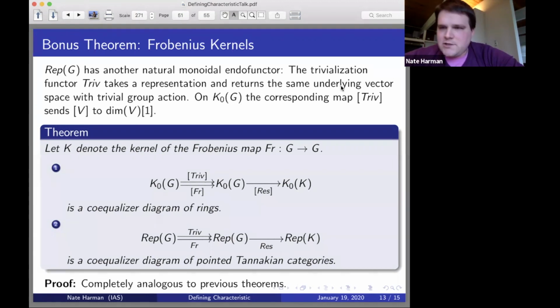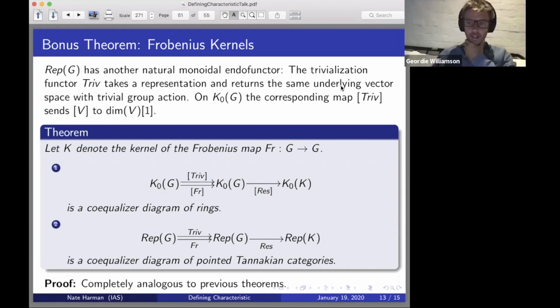And for part two, I have two homomorphisms for groups: there's the Frobenius twist from G to itself, and there's the send-everything-to-the-identity-element homomorphism. And the equalizer of those is the set of stuff that when you Frobenius twist it, it goes to the identity, which is of course the Frobenius kernel. So that forms an equalizer in the category of algebraic group schemes, and therefore we get a co-equalizer in the category of pointed Tannakian categories.